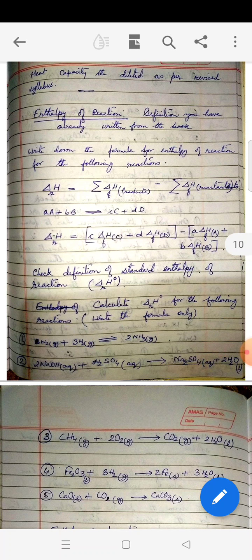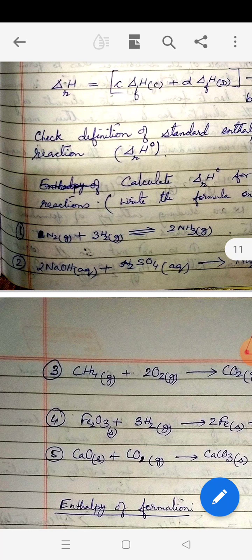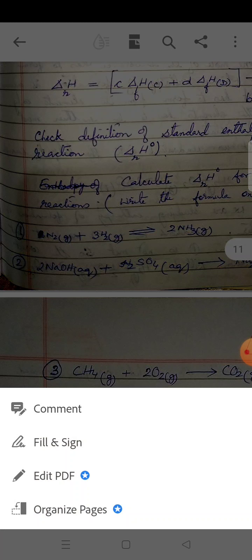Now here I have given you some equations for which you are supposed to just write the equation for enthalpy of reaction. So I am just giving you the example. Here nitrogen combines with hydrogen to give you ammonia. How do you find out the enthalpy of reaction for this? As you can see here, all are gases. That doesn't really matter.